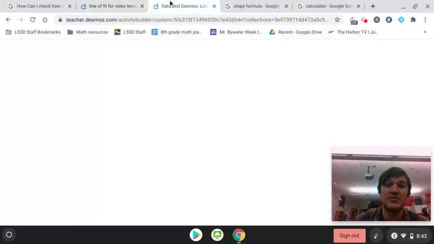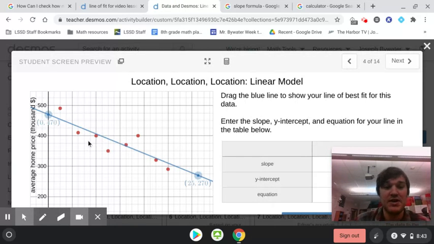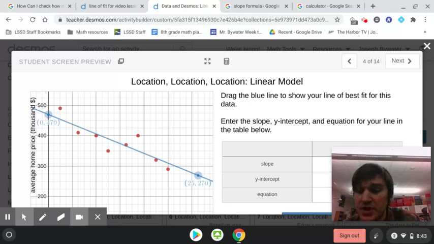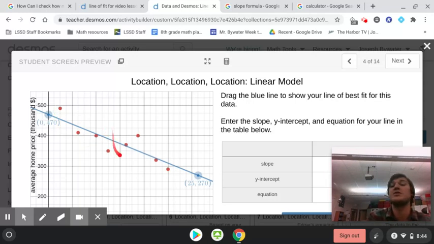That's not always the case though, team. Sometimes you have these data points all over the place. But you can still use a line of fit to represent that data, so long as the points seem to follow a linear trend.